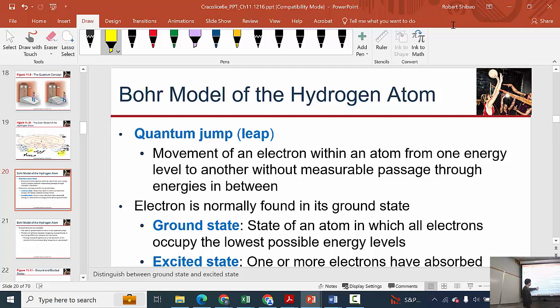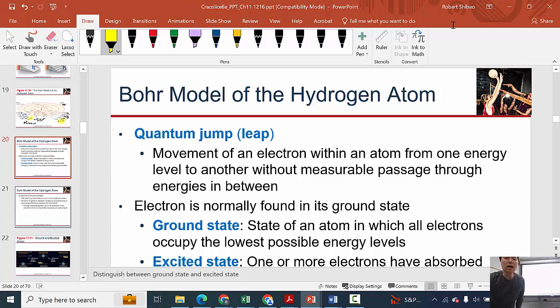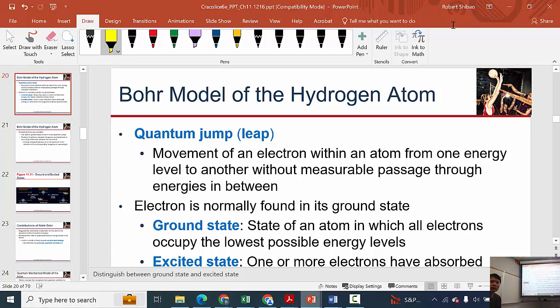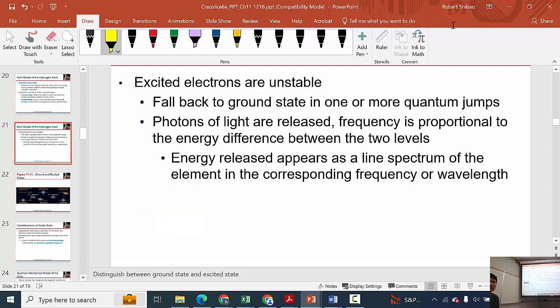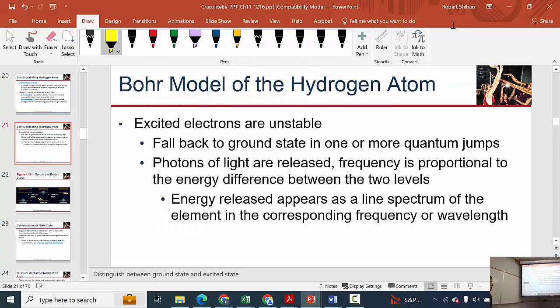The electron is normally found in its ground state. The ground state is the lowest energy possible state, and then we have excited states. And so electrons can get excited to higher energy levels. These excited electrons are unstable. Eventually they're going to fall back down. They don't stay at high levels. As they fall back down, they emit energy because energy is conserved. And so they emit photons of light. The energy released appears as a line spectrum of the element corresponding to the frequency of the wavelength.